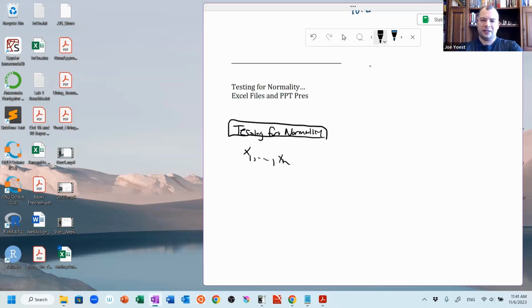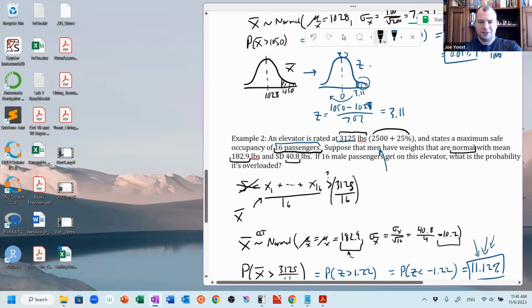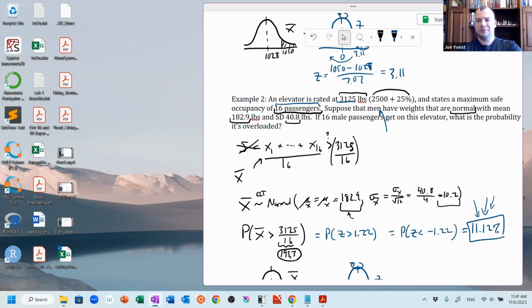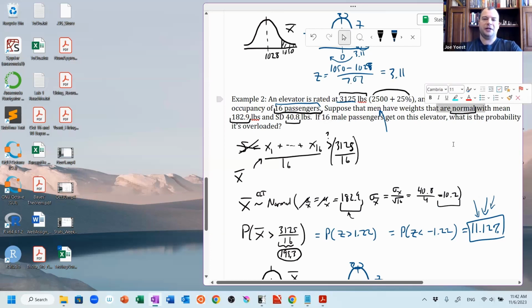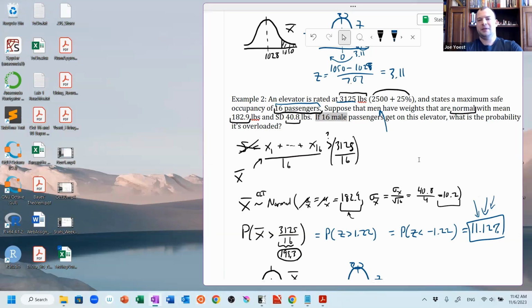Why is this important? Well, one of the reasons is, just like we said up here, we suppose that men have weights that are normal with this mean and standard deviation, and we're looking at an average of size 16. Well, we're leaning pretty heavily on this presumption that the underlying distribution is normal here. If it wasn't normal, this sample of size 16 is really nowhere near the sample size of 30 that we want to satisfy our rule of thumb.